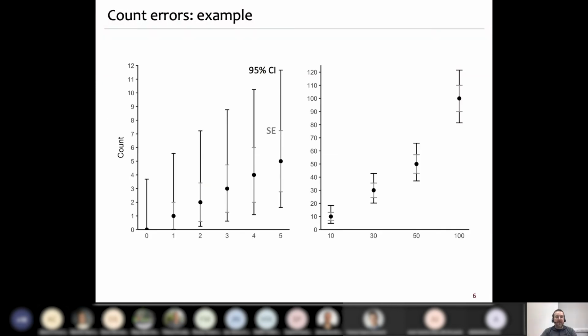This is an example of both standard error and a 95% confidence interval for various counts. The counts are here from 0 to 5, and for much higher counts, 10, 30, 50, and 100. What you can see, especially in the left panel, is that error bars, whether it's a standard error or a 95% confidence interval, on small counts are really, really large. For example, if you take count 5, due to statistical noise, due to counting noise, the confidence interval on this is very large, from, as you can see, 2 to about 12. That's what we showed before. The relative error becomes a bit smaller when the number is larger, but for very small numbers, error bars are quite large.